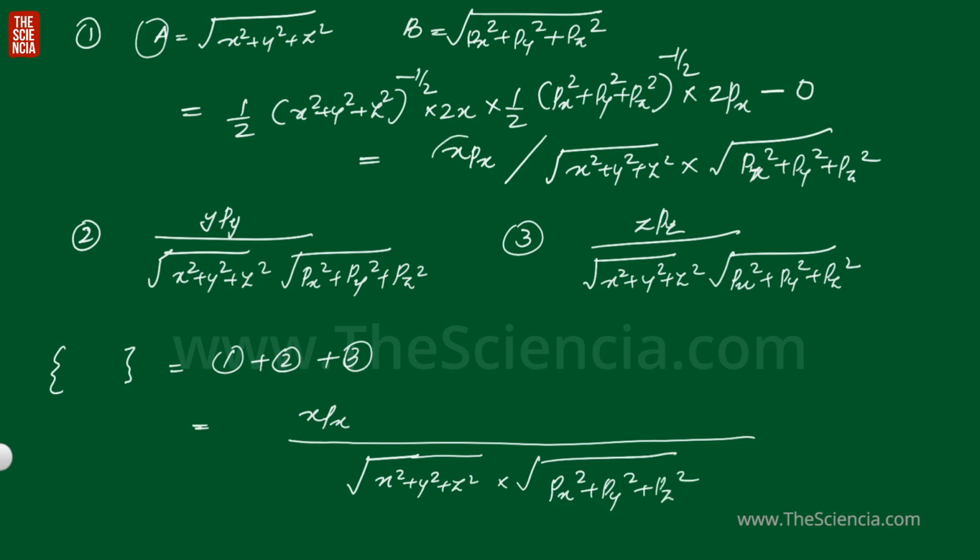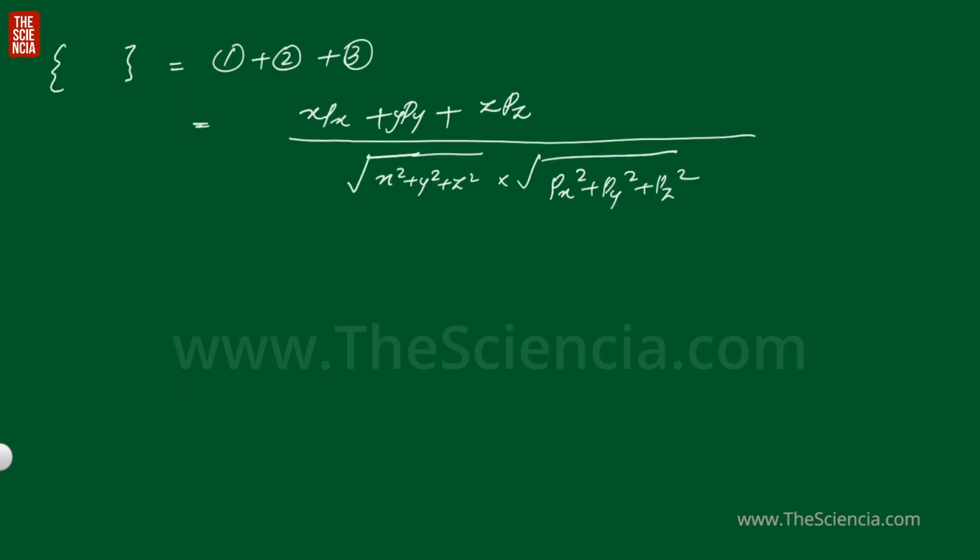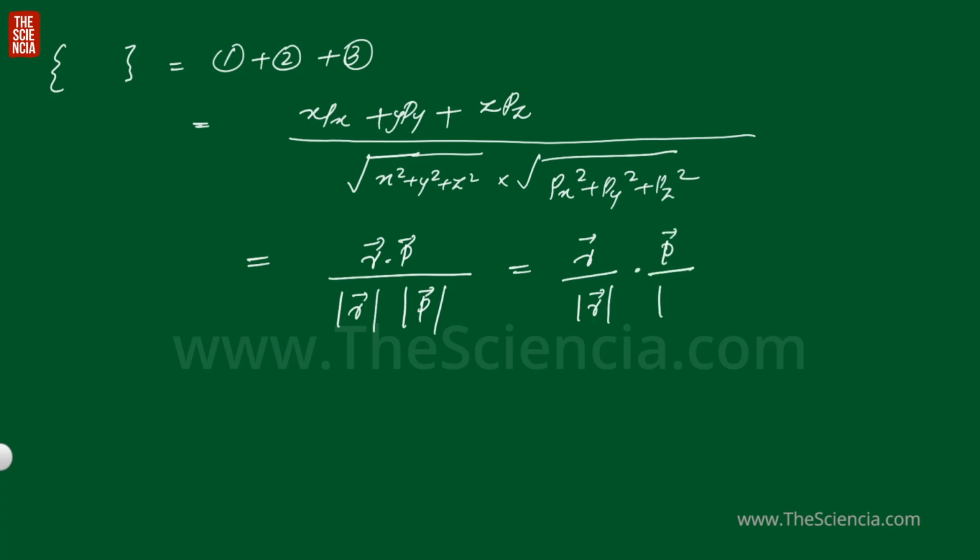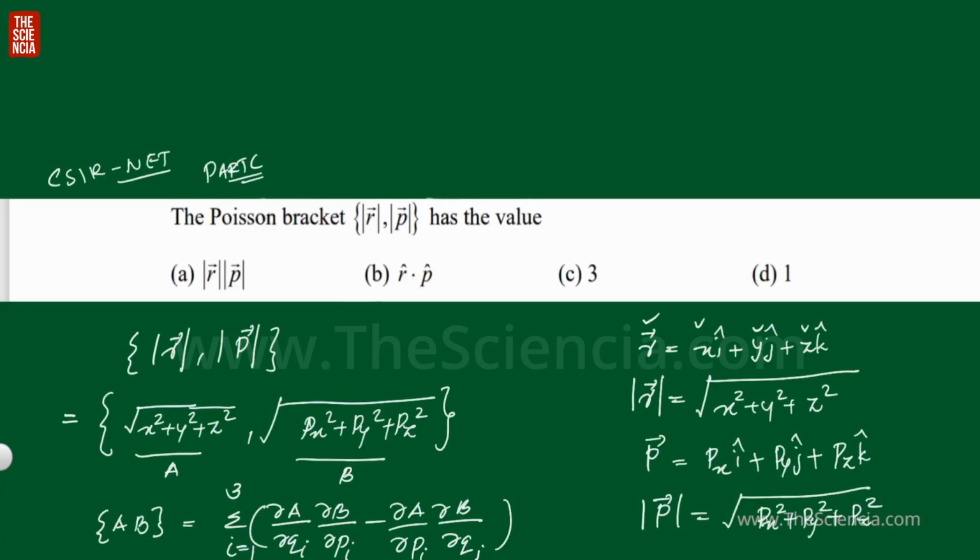And this is x px plus y py plus z pz. So that is equal to r vector dot p vector divided by the magnitude of r vector and the magnitude of p vector. I can rearrange this as r vector by magnitude of r vector dot p vector by magnitude of p vector. So we get this is equal to r cap dot p cap. These are the unit vectors. So this will be the answer. That is, option B is the correct answer.